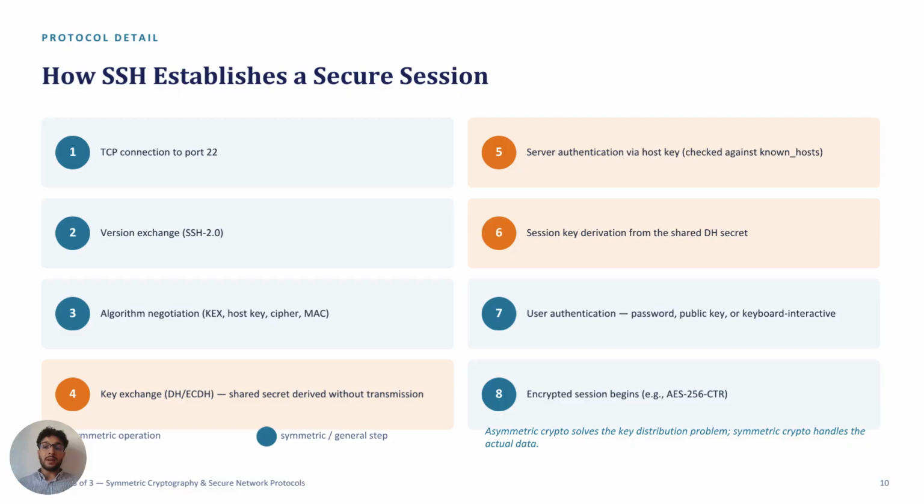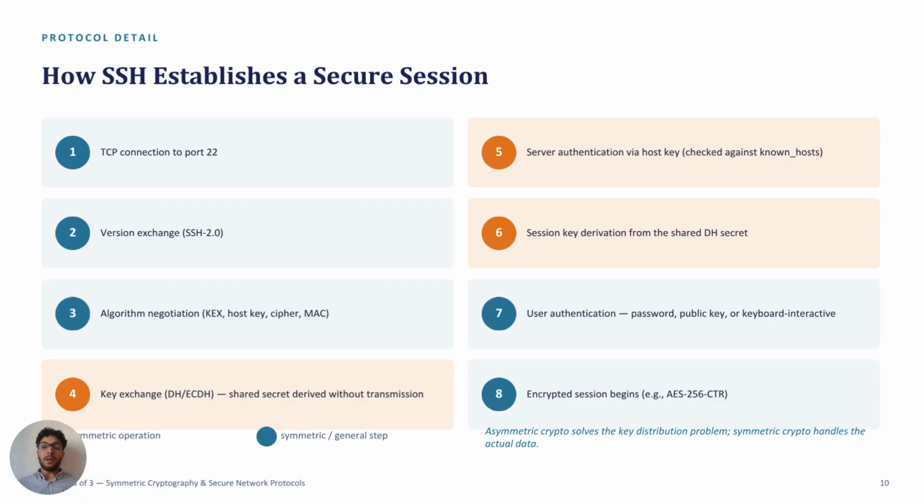When a client connects to an SSH server, they first exchange version information and negotiate algorithms. Then they perform a key exchange, typically Diffie-Hellman or its elliptic curve variant, which allows both sides to independently compute the same shared secret without transmitting it over the network. This shared secret, combined with cryptographic hash functions, produces the symmetric session keys.